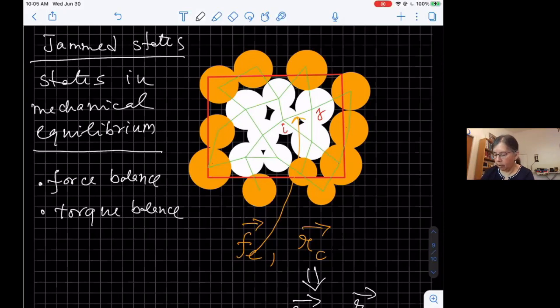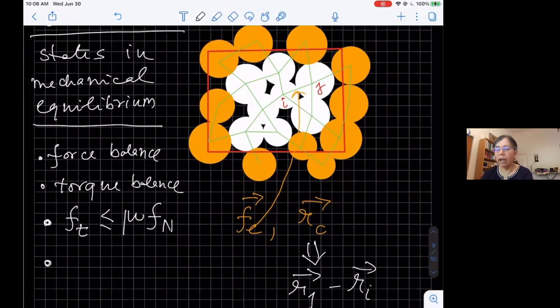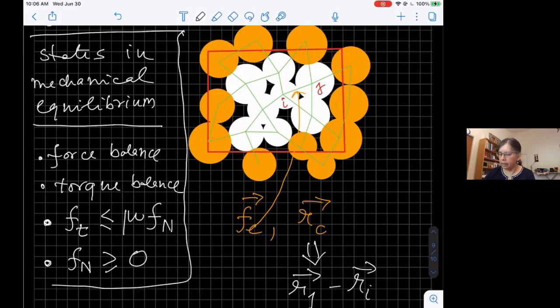In addition, there might be other constraints. So for frictional systems, since these are in static equilibrium, the tangential component of the force has to be less than or equal to the friction coefficient times the normal force. And if I have purely repulsive, so dry grains, then I also know that the normal force is one-sided. It's not like a spring. It only resists compression, doesn't resist pulling apart at all. And with my convention, that would be saying that the normal forces are positive.